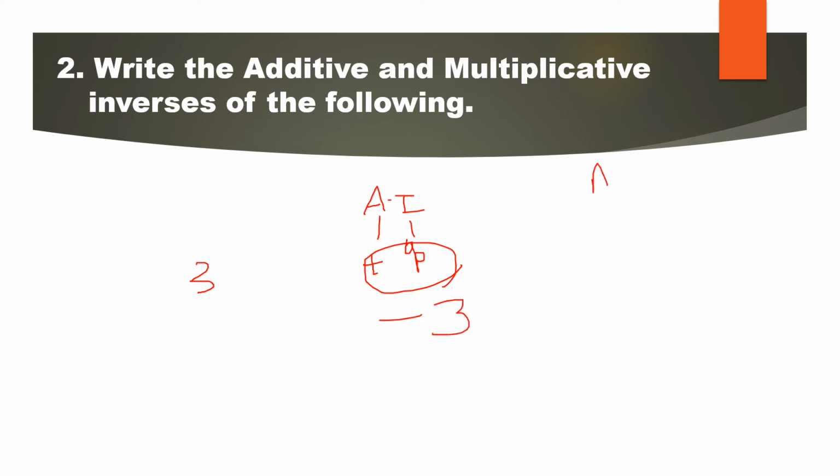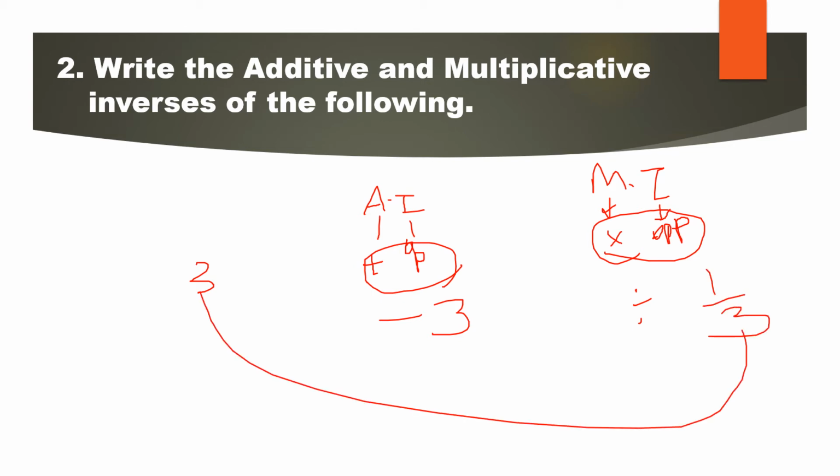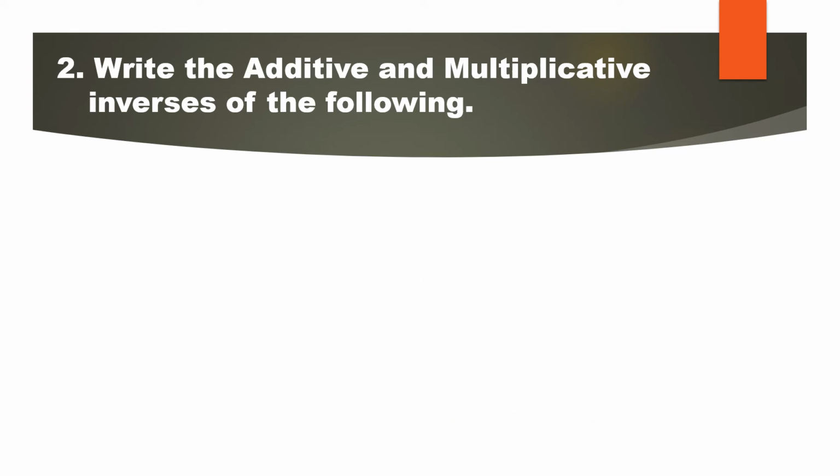Suppose I ask for the multiplicative inverse. Inverse means opposite, similarly here also inverse means opposite. Multiplication means into, so the into symbol's opposite is division. So 3 means you should write 1 by 3, division, right? So 1 by 3. Suppose he gave 1 by 3, you should write 3. Clear? So let us start with the first question.